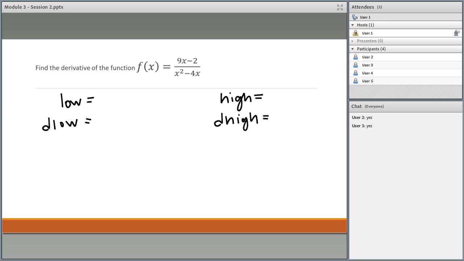And low just means what's the function that was in the denominator. It was x squared minus 4x. And high is just saying what was the function in the numerator. So 9x minus 2. What about d low? What is d low? Again, just saying the derivative of what was in the denominator.